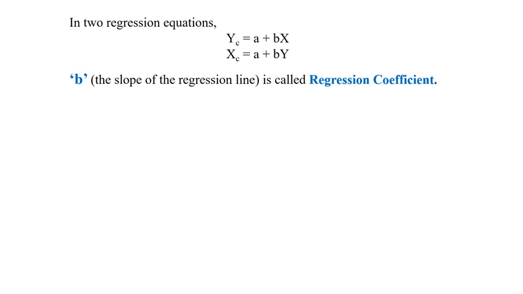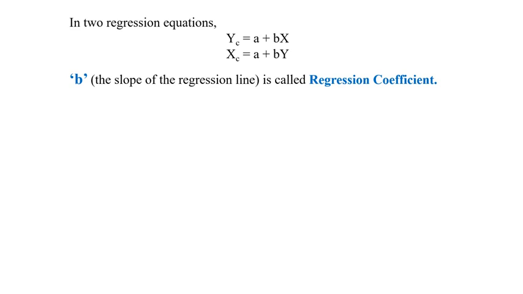So we have two regression equations. Therefore, regression equations yc equals a plus bx and xc equals a plus by. These are the two regression equations. In these two regression equations, b, which represents the slope of the regression line, is called regression coefficient. The letter b is called regression coefficient in the above equations.